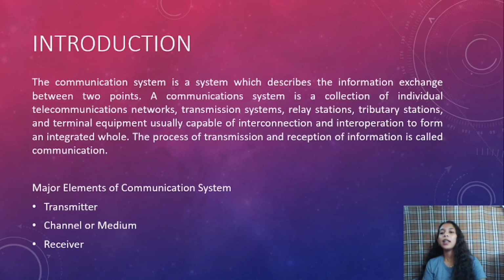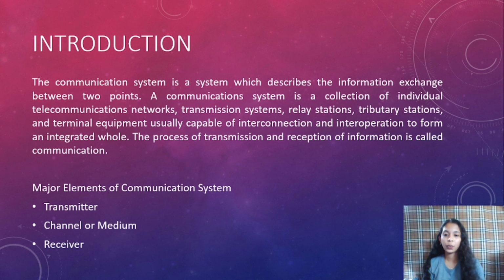Let's start. Introduction. The communication system is a system which describes the information exchange between two points. A communication system is a collection of individual telecommunication networks, transmission systems, relay stations, tributary stations, and terminal equipment usually capable of interconnection and interoperation to form an integrated one. The process of transmission and reception of information is called communication.